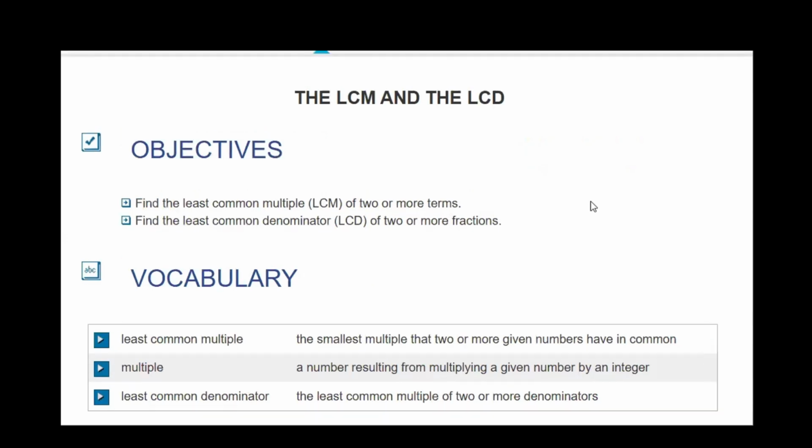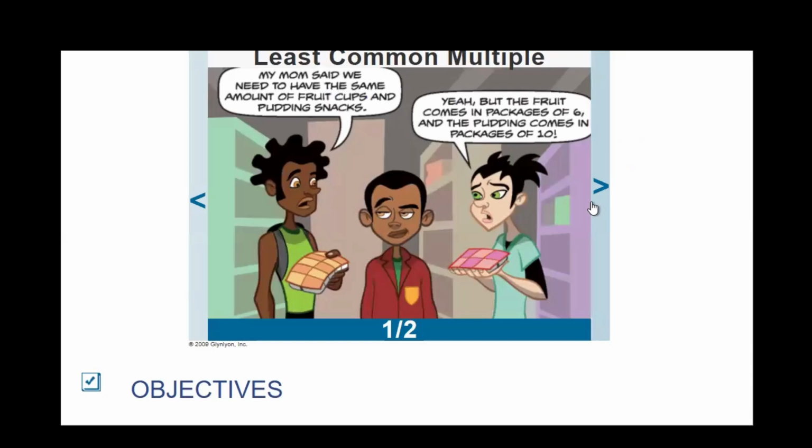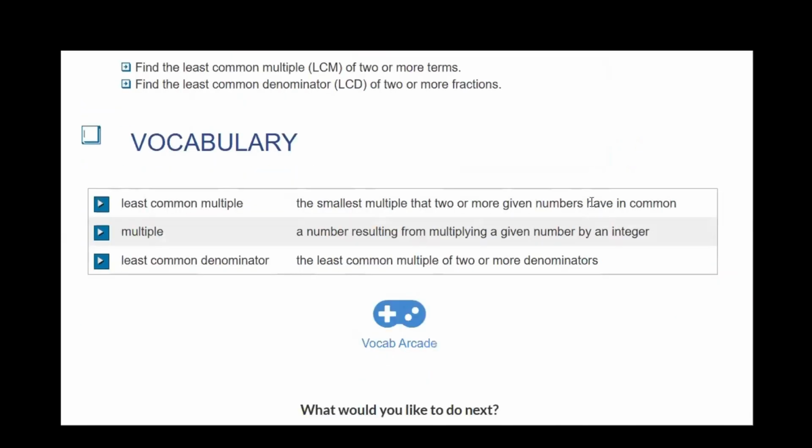The least common denominator, LCM. Yes, least common multiple. The smallest multiple that two or more given numbers have in common. This means, let's say you have 6 and 9. Multiples of 6 are 6, 12, and 18. Multiples of 9 are 9 and 18. So the least common multiple is 18.